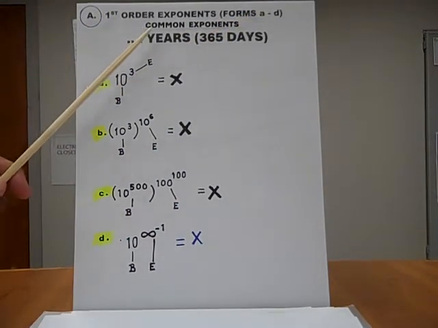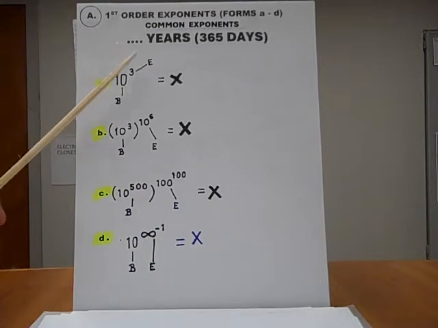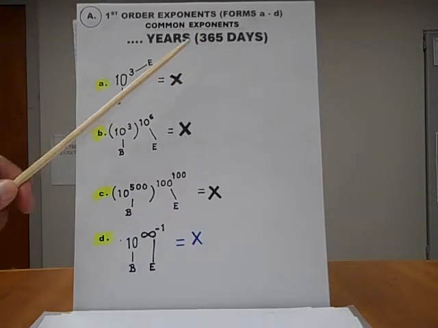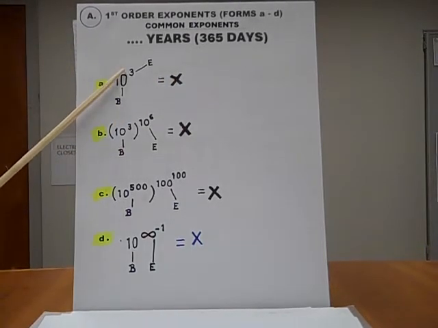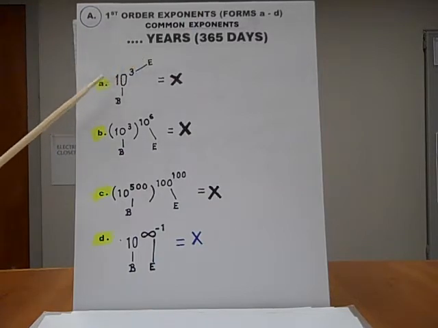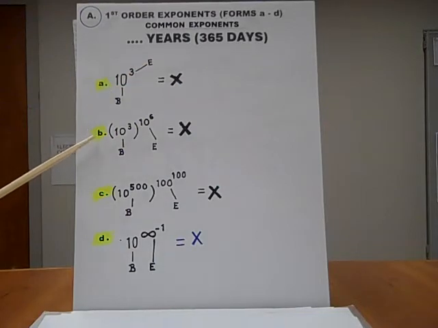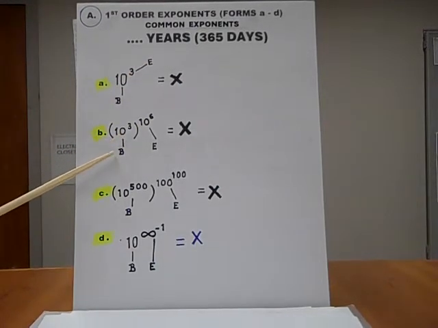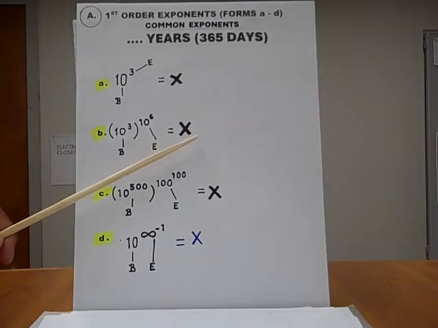This is common exponents. We are using years, Y-E-A-R-S, 365 days, of which X would equal. We'll start with A, 10 to the third power. 10 here is the base, 3 is the exponent. 10 to the third power equals X number of years. B, 10 to the third power is the base. 10 to the sixth power in parentheses, 10 to the third power in parentheses, 10 to the sixth power is the exponent, which equals X in number of years.